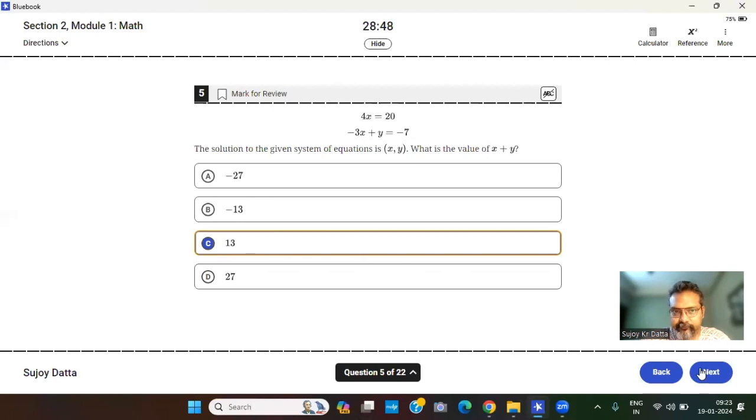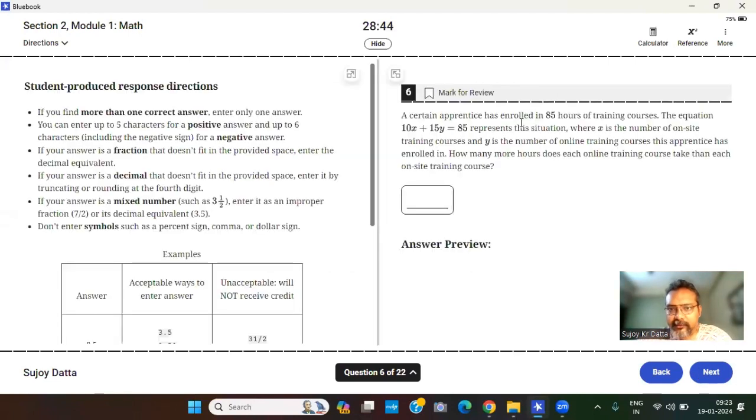Next. A certain apprentice has enrolled in 85 hours of training courses. This equation is given. So 85 represents hours. That's very clear here.